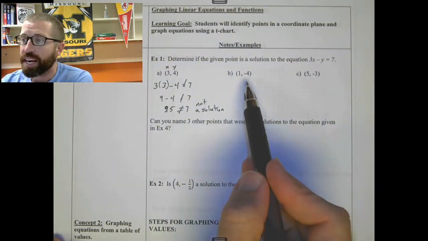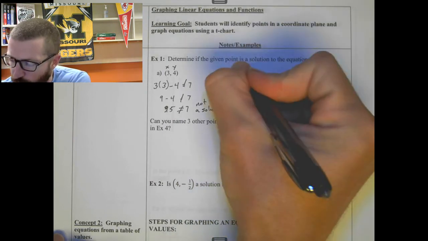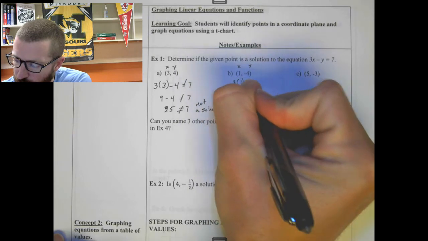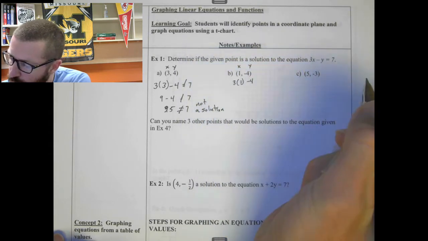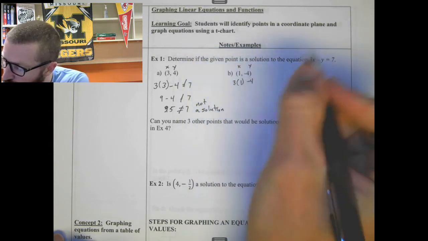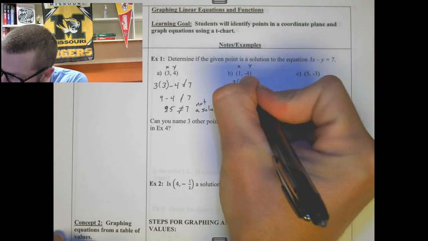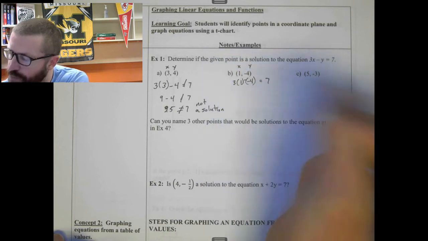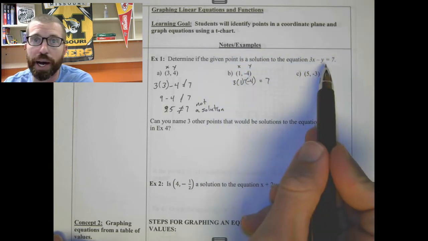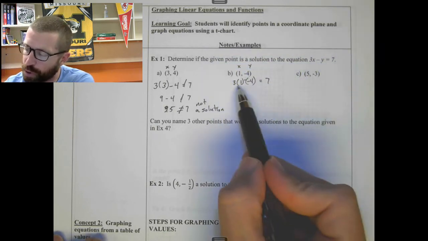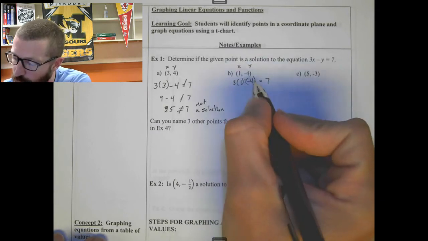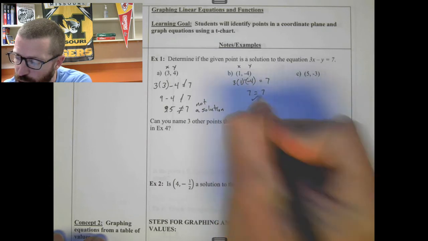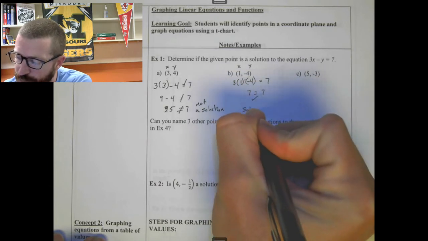Okay, let's plug in 1 and negative 4. And once again, you may want to mark x and y. So you get 3 times 1, and then minus 4 minus negative 4, is equal to 7. Plug in negative 4 for y. And then 3 minus negative 4 would be like 3 plus 4. So 7 is equal to 7. This is true. So this is a solution.